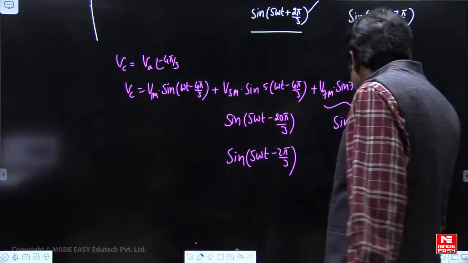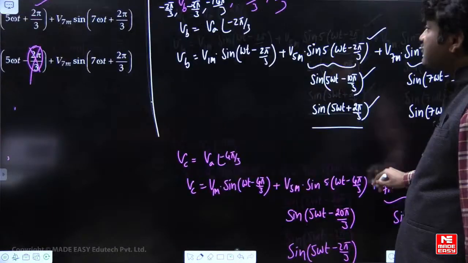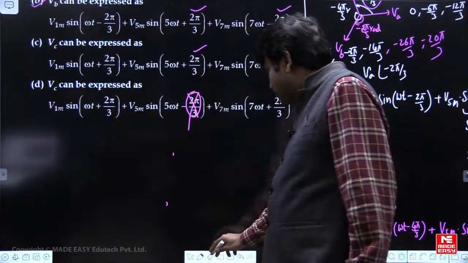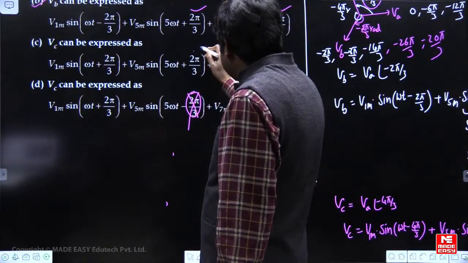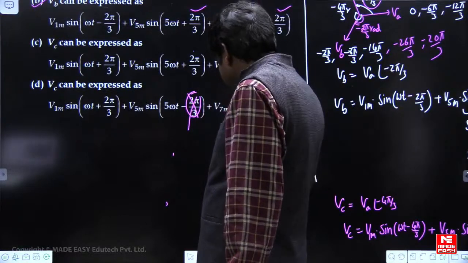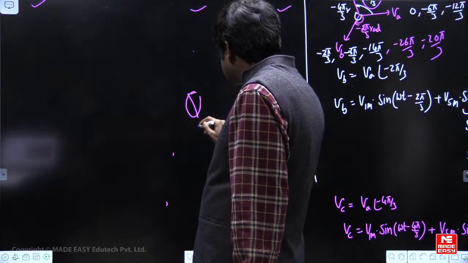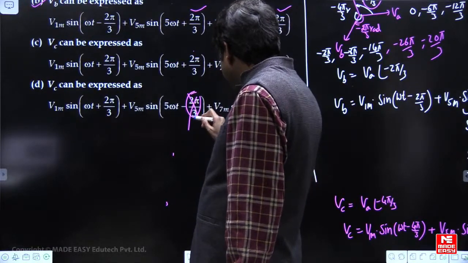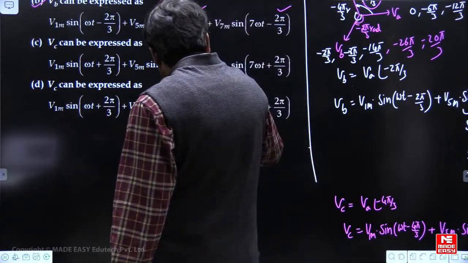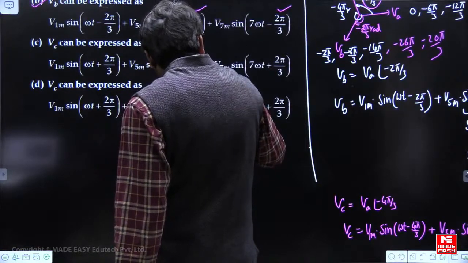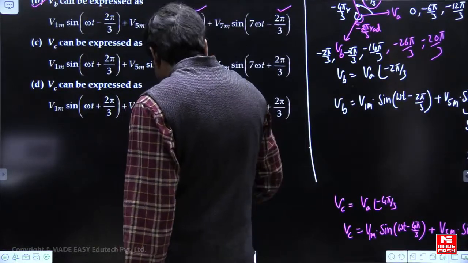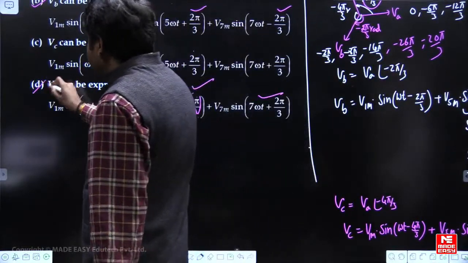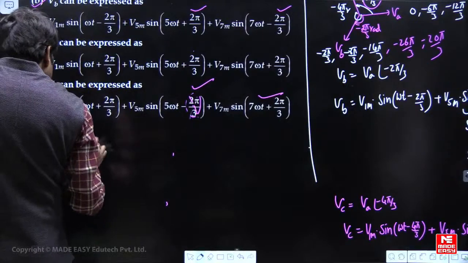Yes, now verify this one, which is the right answer. First minus 2 pi by 3, minus 2 pi by 3 plus 2 pi by 3. Yes, small correction here, this is wrong here. Okay students, so this is right, this is right. So B and D is the right answer.